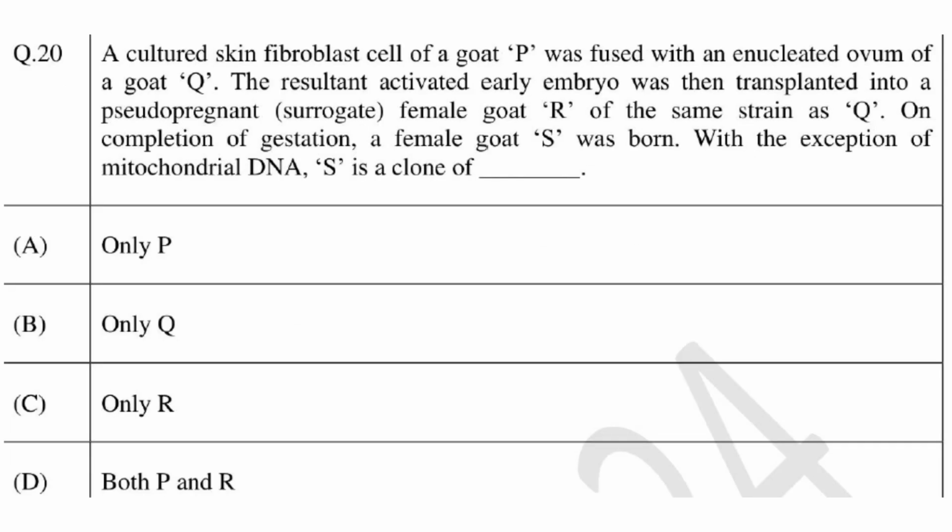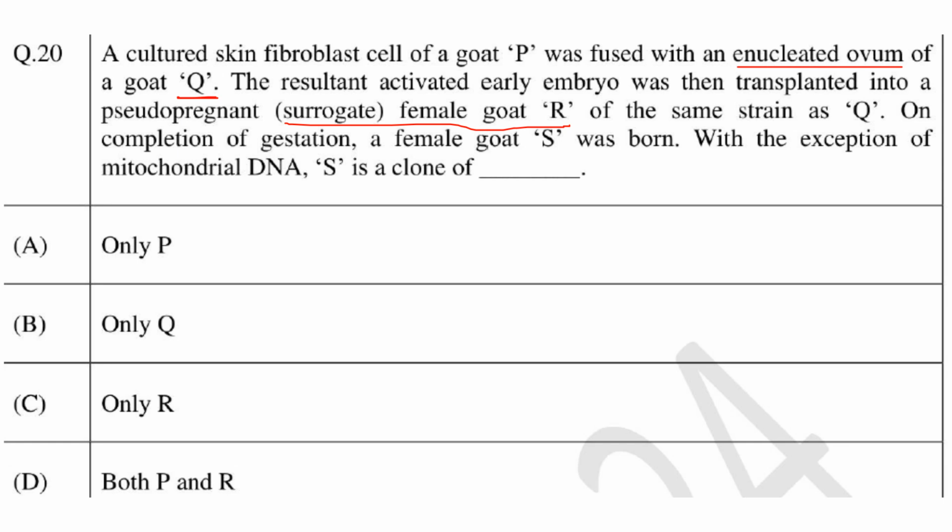Then next one. A cultured skin fibroblast cell of goat P was fused with enucleated ovum of goat Q. So Q is not supplying nuclear genetic material. The resultant activated early embryo was then transplanted into pseudo-pregnant surrogate female goat R of the same strain as Q. On completion of gestation, female goat S was born. With the exception of mitochondrial DNA, S is a clone of.